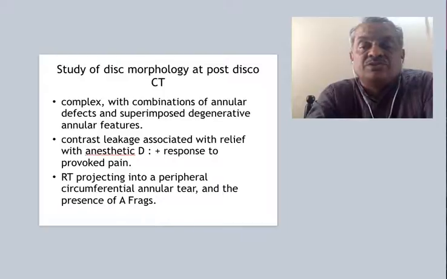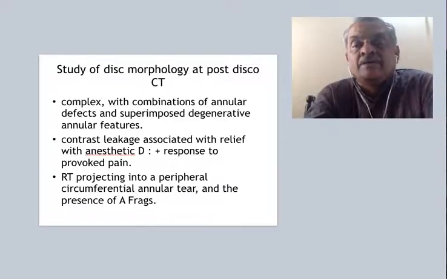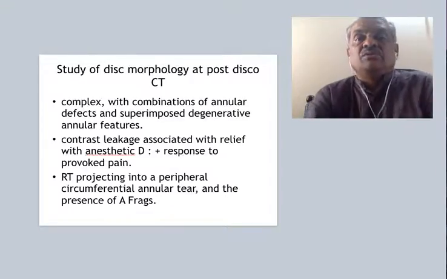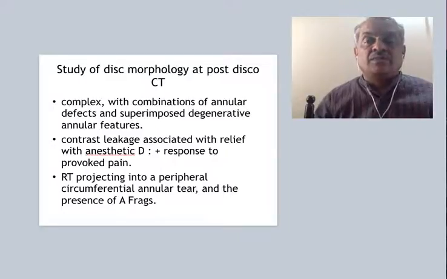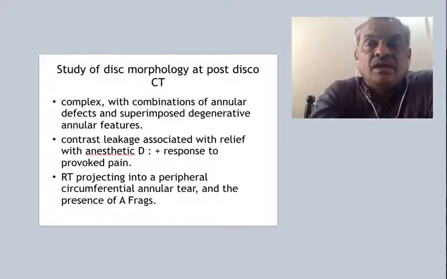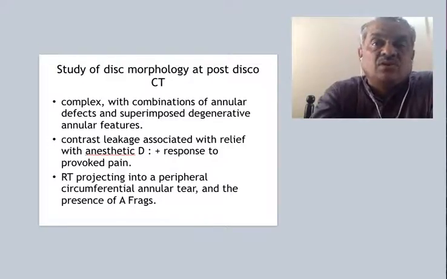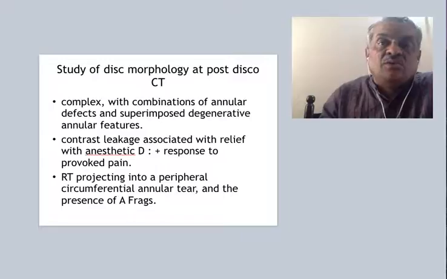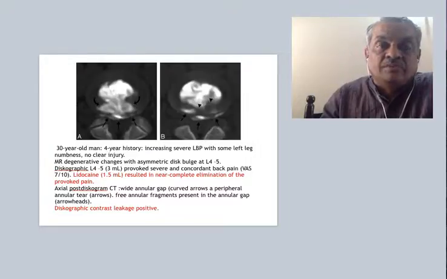Contrast leakage is associated with relief with anesthetic discogram in those who had a positive response to provoked pain. So this was relieved if there was a leak reaching right up to the outer wall of the disc, where the lignocaine would leak through the annular tear and the patient would have relief of pain. Radial tears projecting into a peripheral circumferential annular tear, and the presence of annular flaps or annular fragments, can only be seen in a CT discogram, and these are not appreciated in the normal routine discography and the fluoroscopy alone.